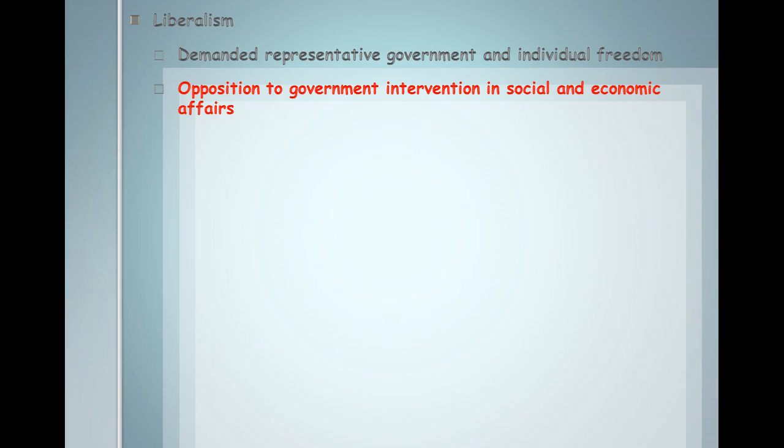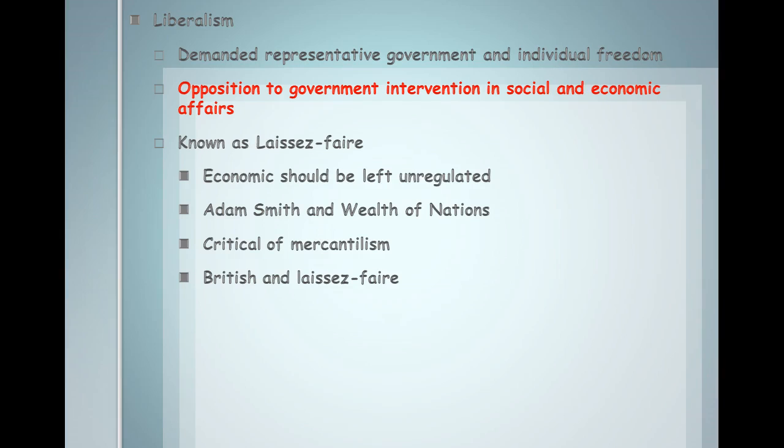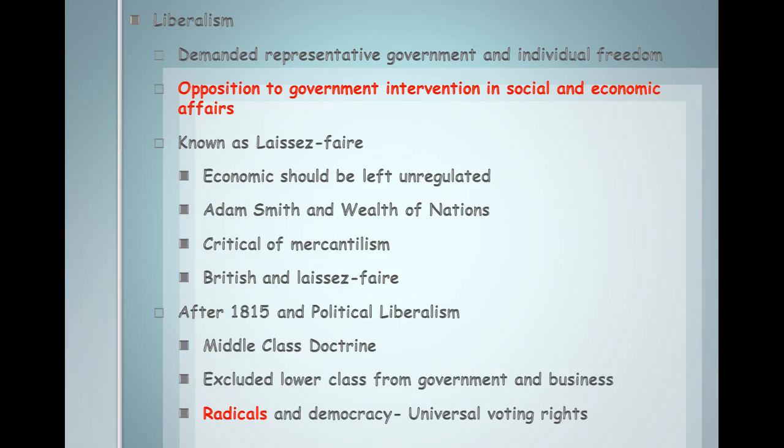Back then, just to prove that this is something a little bit different, you can't get these two confused. The liberals we're talking about in Europe at this time are opposed to government intervention in social and economic affairs. So that means they're all about the laissez-faire. Leave the economics alone. Adam Smith is a liberal with his Wealth of Nations. They're critical of that mercantilist system, remember, where the government or the king tries to maintain a favorable balance of trade. So, again, liberals are almost opposites of what the liberals are today in American politics.